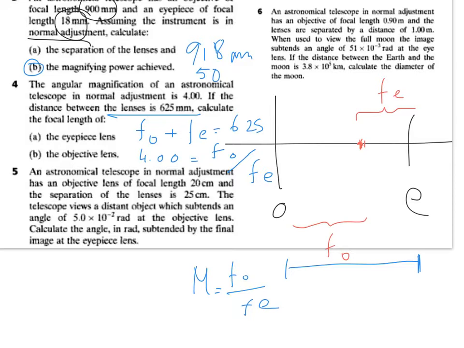So what you have is a simultaneous equation which you can use to solve. Okay, and you should end up with a value of 125 for one and 500 for the second.